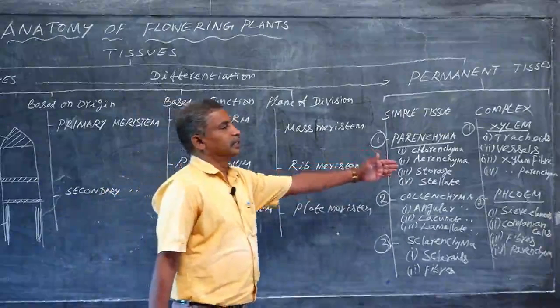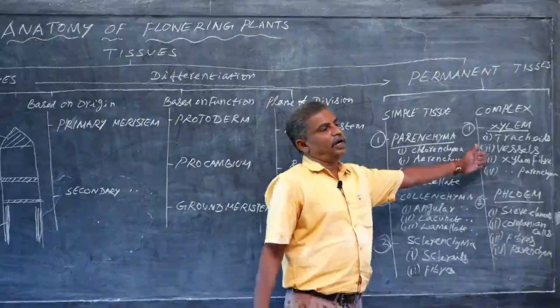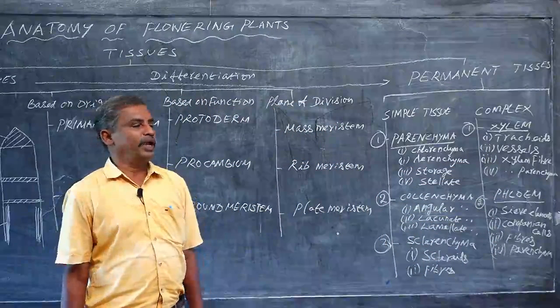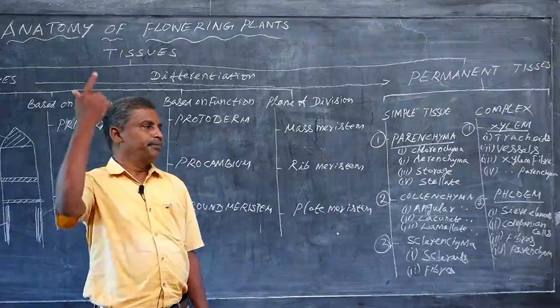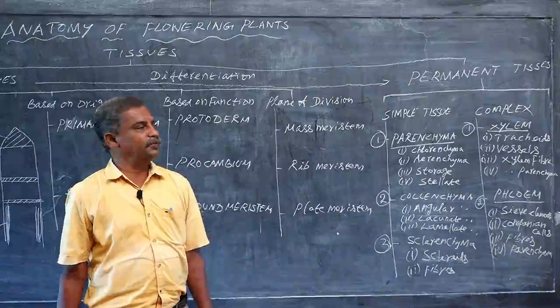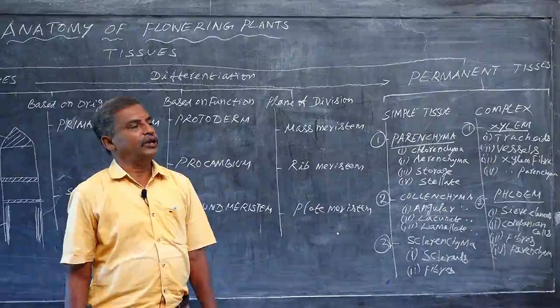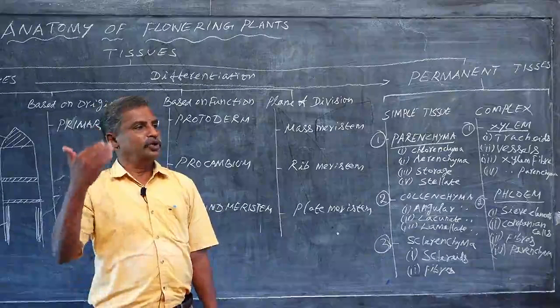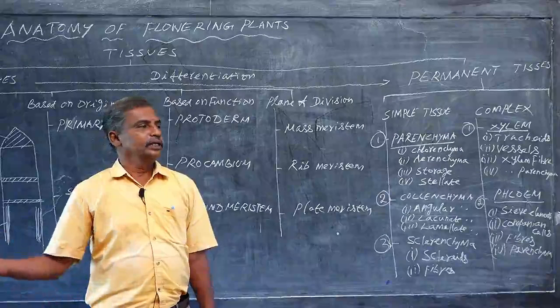In xylem, what is conducted? The water conduction is unidirectional. Unidirectional is one way, from the root to all parts up to the tip. Xylem water conduction is one way. But in phloem, food conduction is multidirectional. It is transported upwards, downwards, and sidewards also.